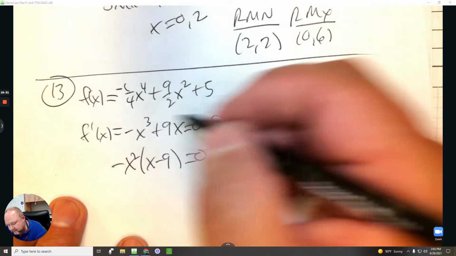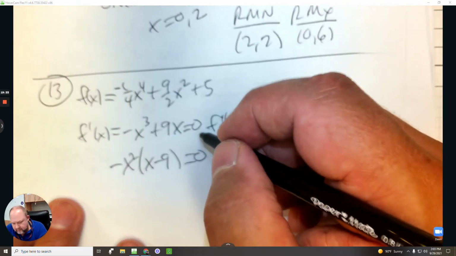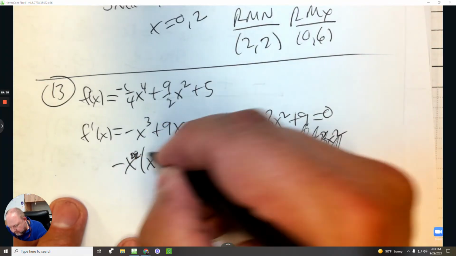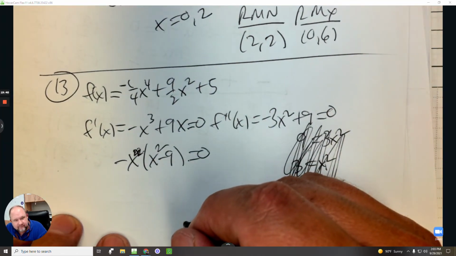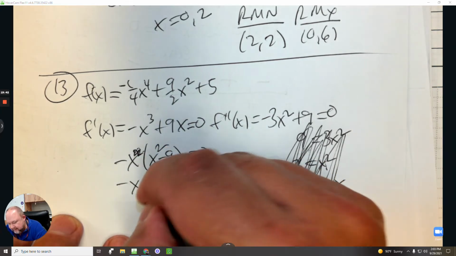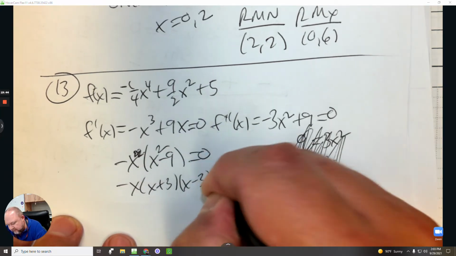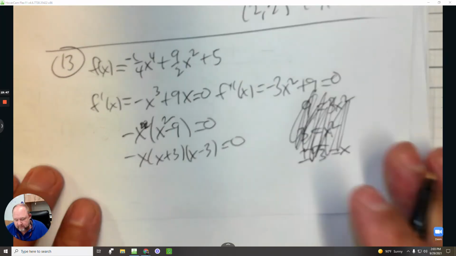Oh, this should be x cubed, right? So factor out a negative x only. There it is. All right, now I'm on track, maybe. And then a difference of squares. And then I'm going to find my critical numbers.